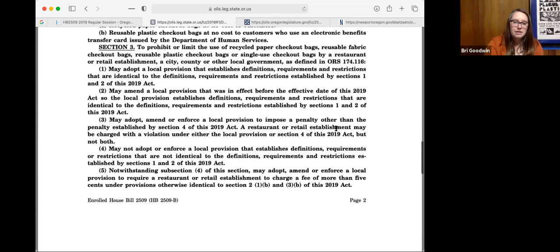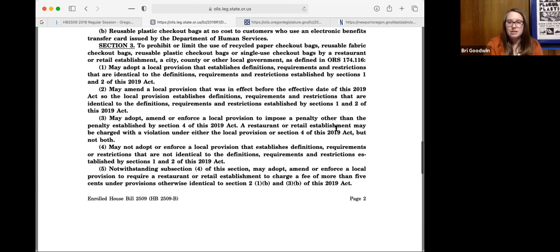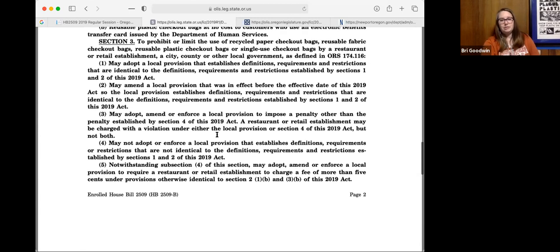And then there might be other sections, like for this bill, there's a section for restaurants. If there are different types of retail establishments that might have slightly different regulations, like restaurants have slightly different rules under this bill, they're in another section of the bill.